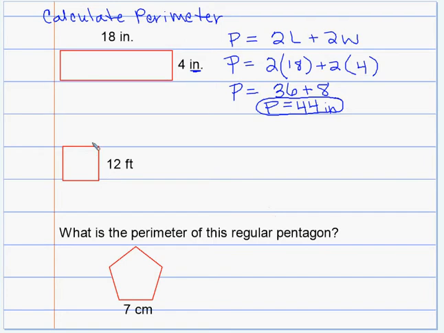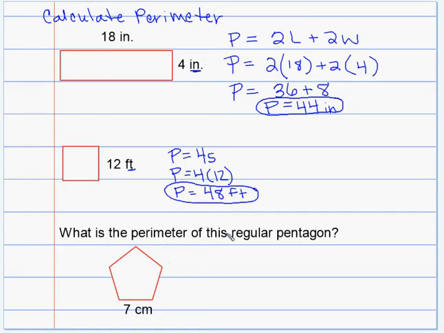Okay, the next example, we have a square and the sides are 12 feet. So I know that the formula for perimeter of a square is P equals 4S. So then I'm going to substitute 12 for S, and I get P equals 48, and then my units were feet.